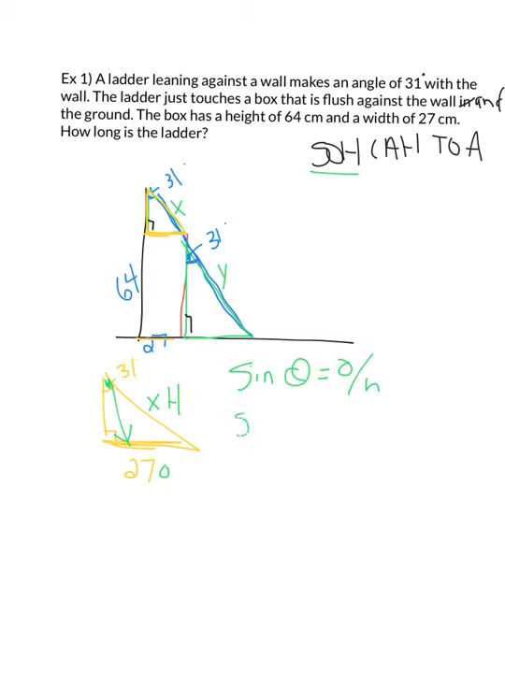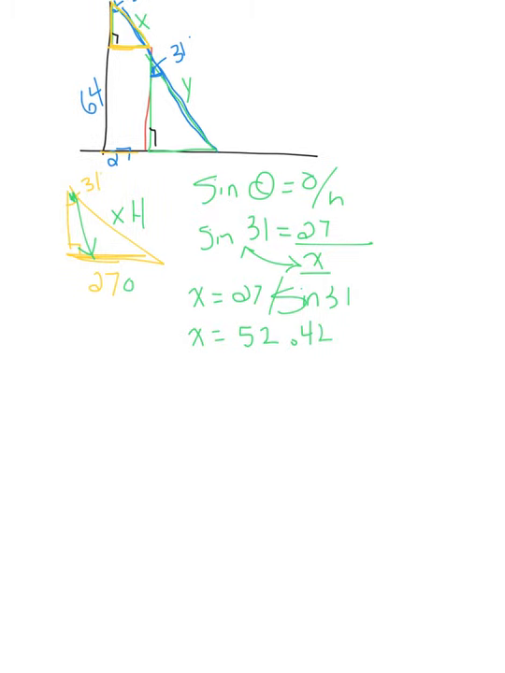Next, I can fill in my information. Sine of my angle, which was 31 degrees, is equal to opposite, which was 27, over my hypotenuse, which was x. Since this is an x on bottom kind of question, I will be switching the x with the sine 31. So x is equal to 27 divided by sine of 31, and if I do that on my calculator, I will get 52.42.